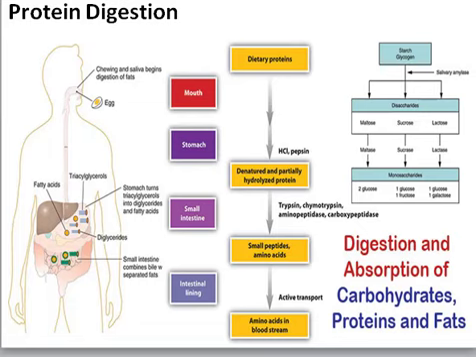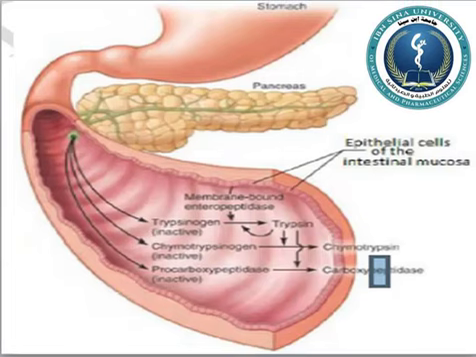This process continues in the small intestine with the action of the pancreatic enzymes. Many pancreatic enzymes help in the digestion of protein. These pancreatic enzymes are also secreted in inactive form, which are trypsinogen, chymotrypsinogen, and procarboxypeptidase. They will be activated by the epithelial cells of the intestinal mucosa, which secrete enteropeptidase.